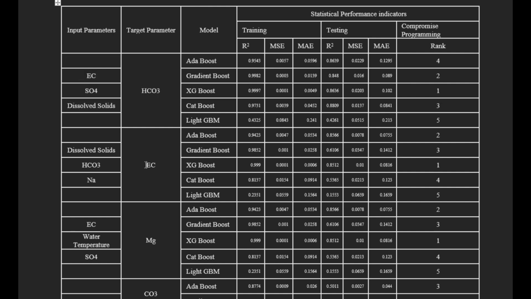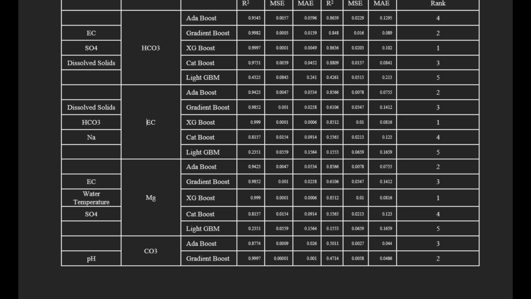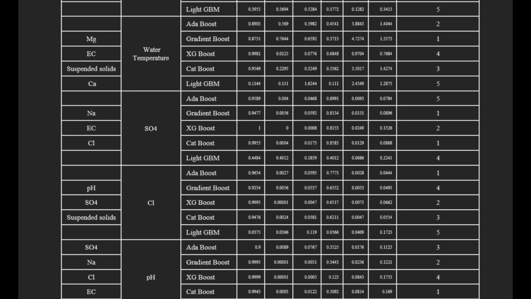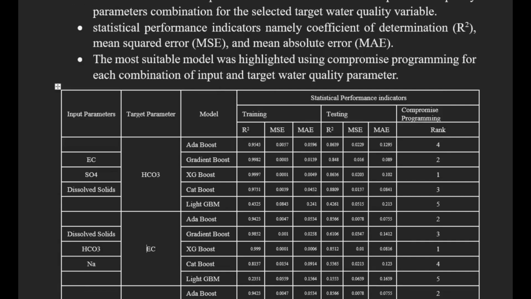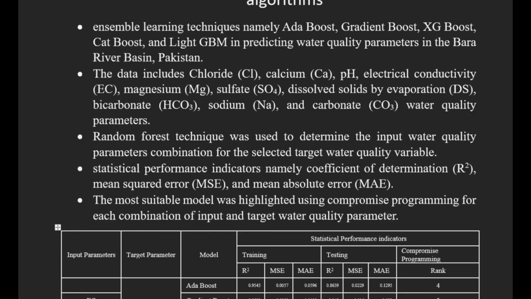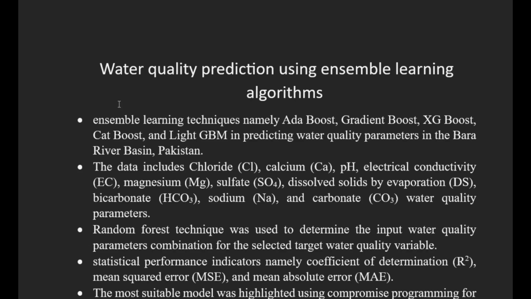Same for electrical conductivity, we have repeated the same process and we got the statistical performance indicators which were later used for model ranking using compromise programming. So this is the result of the whole process. So now, how can we write a research paper from this detail?